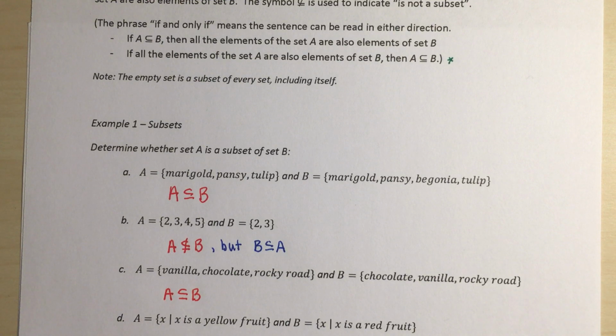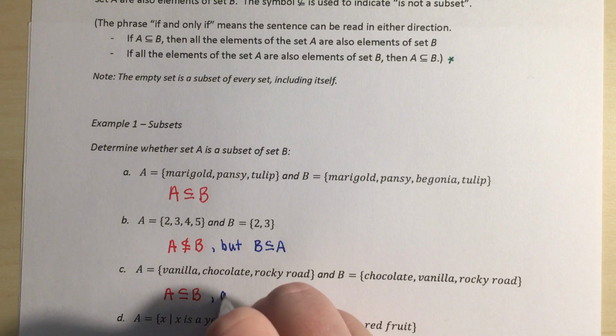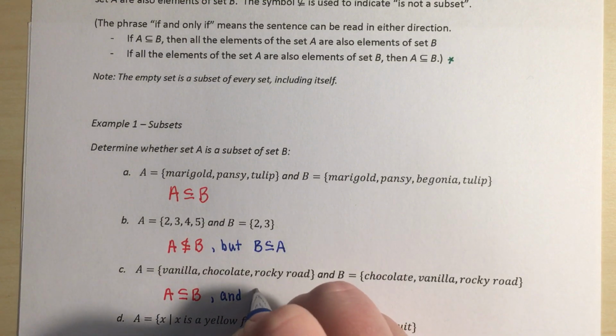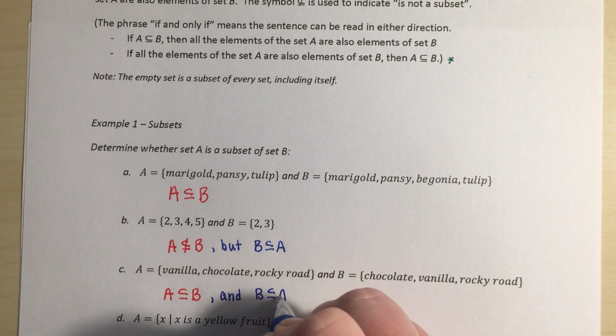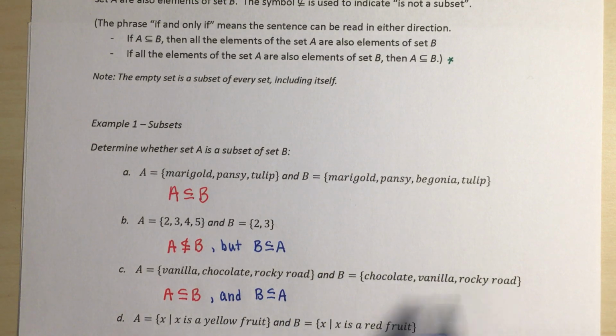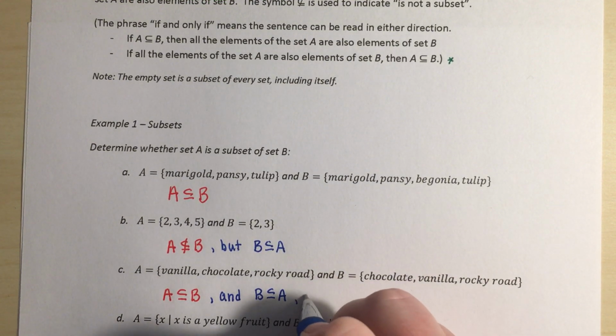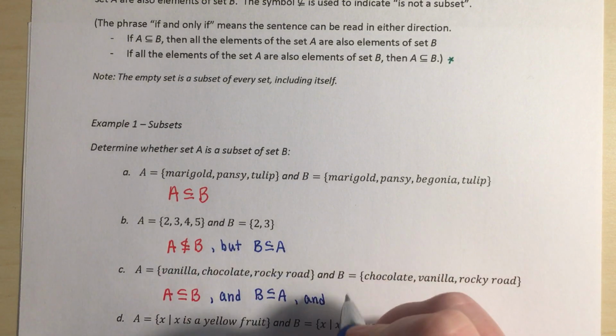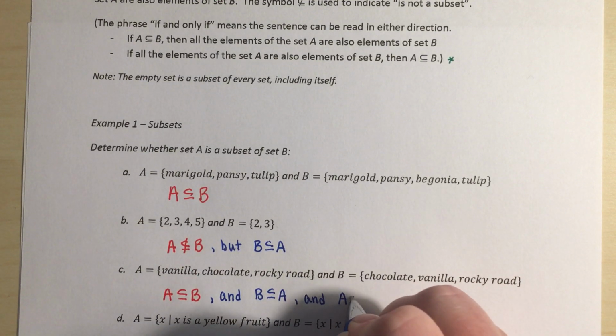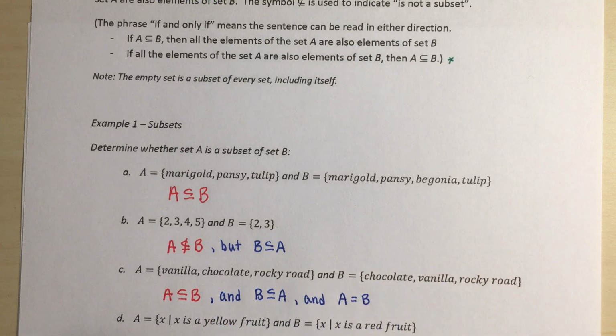Right, now if we look at these, notice that these sets are the same. Same three elements, just in different orders for each of these. So we're also going to say B is also a subset of A. Right? Since all of these, if we went the other way, are also inside A. We could also say that A equals B, right? Because our sets are exactly the same.